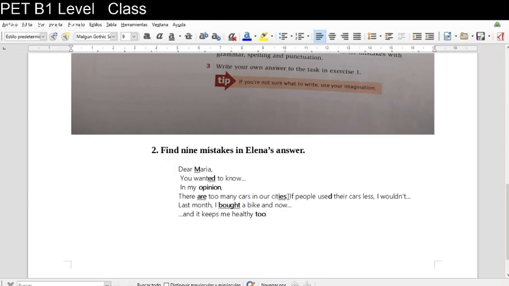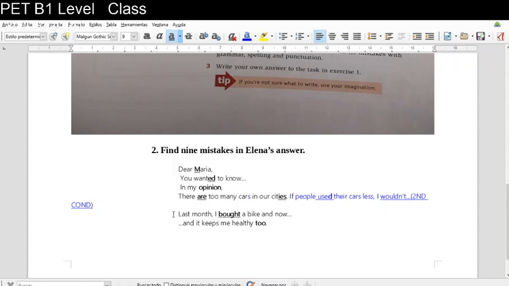And now, I hope that you did this perfectly well, because it reinforces the second conditional. Remember, if people used, then we have simple past. "If people used their car less, I wouldn't," and infinitive, then you have to do the second conditional. And I think that you realized that it was second conditional, and you found the mistake.